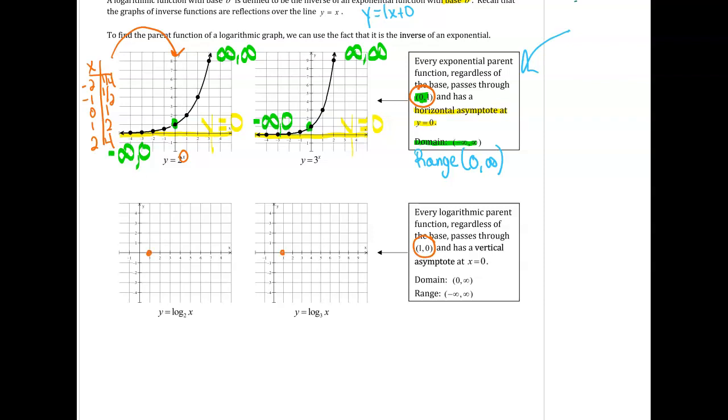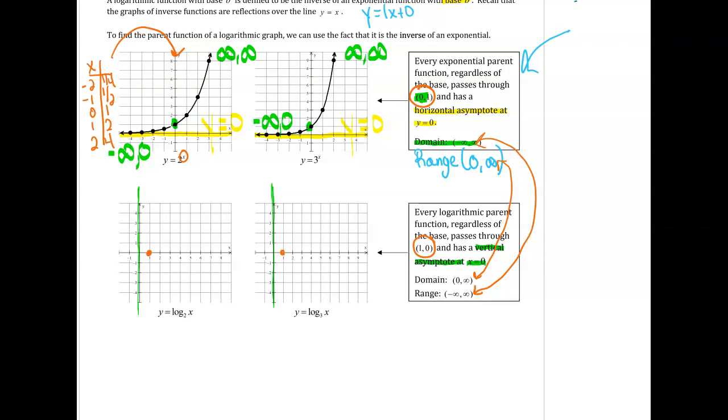And instead of having a horizontal asymptote, it's going to have a vertical asymptote at x is 0. Okay. And instead of our domain being all real numbers, our range will switch to that. And instead of our range having restrictions of 0 to infinity, our domain will. So let's talk about how we get these points on these graphs.